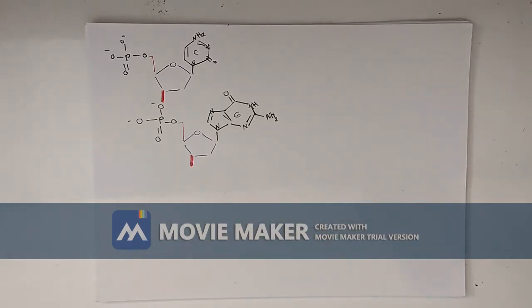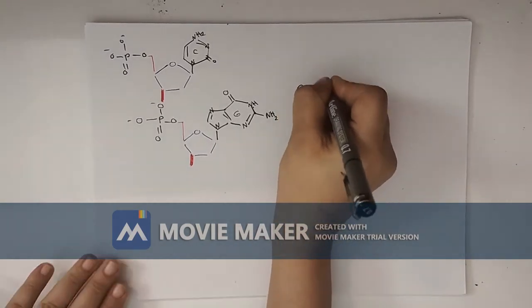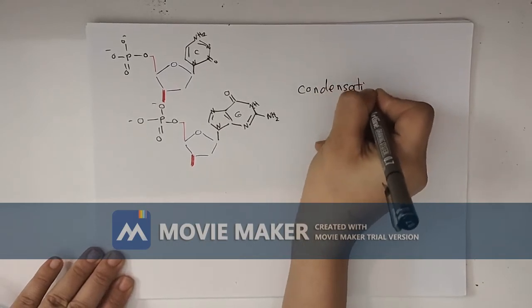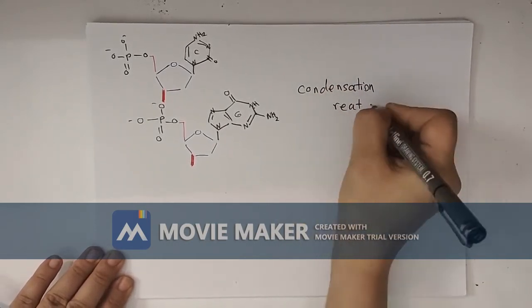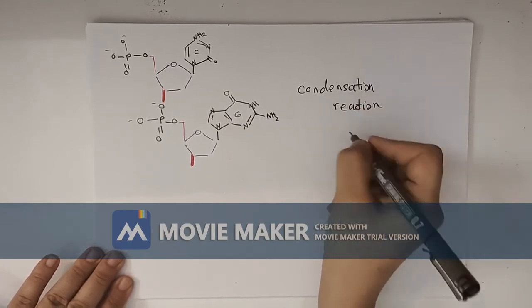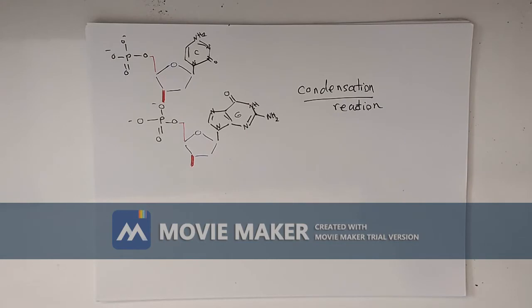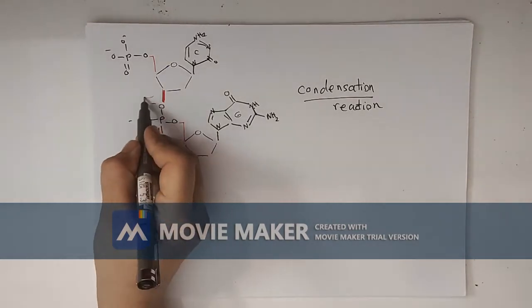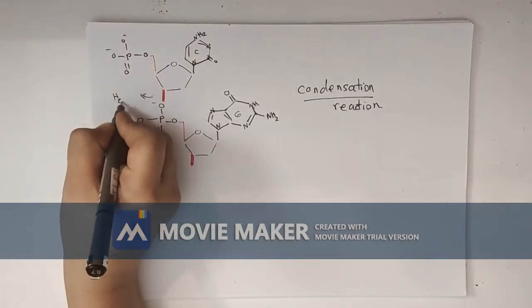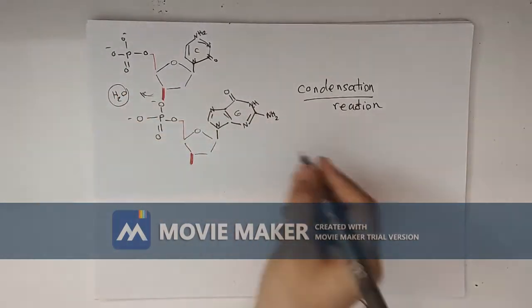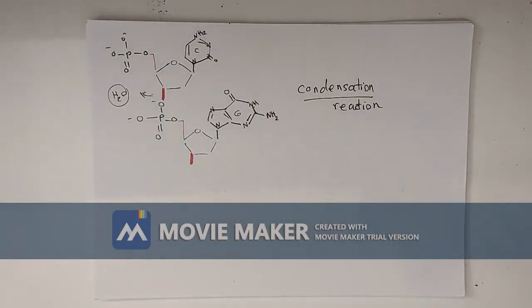If I can just write here for you, condensation reaction. So this is very important. This type of reaction is a condensation reaction. Why is this a condensation reaction? Because during the reaction, a covalent bond is made, and also it removes water. So one water molecule is going out here. H2O is formed here, okay? So that's why we call it a condensation reaction.